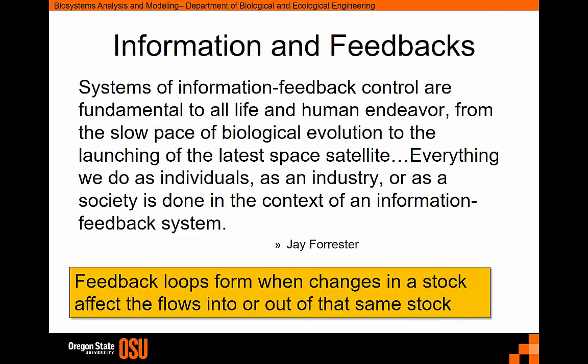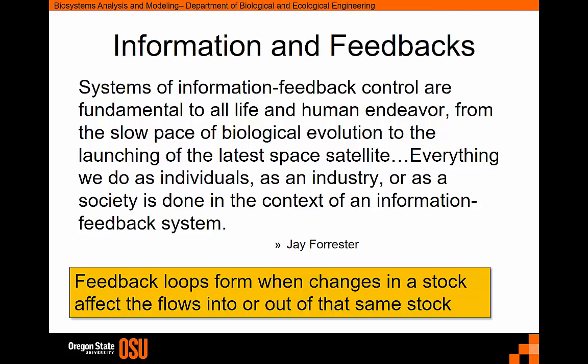An aspect of systems we haven't defined yet is information, and an associated topic, feedbacks. Information feedbacks are essential for controlling and maintaining systems of all types. To quote J. Forrester, an early systems scientist, "Information feedback control systems are fundamental to all life and human endeavor, from the slow pace of biological evolution to the launching of the latest space satellite. Everything we do as individuals, as an industry, or as a society is done in the context of an information feedback system."